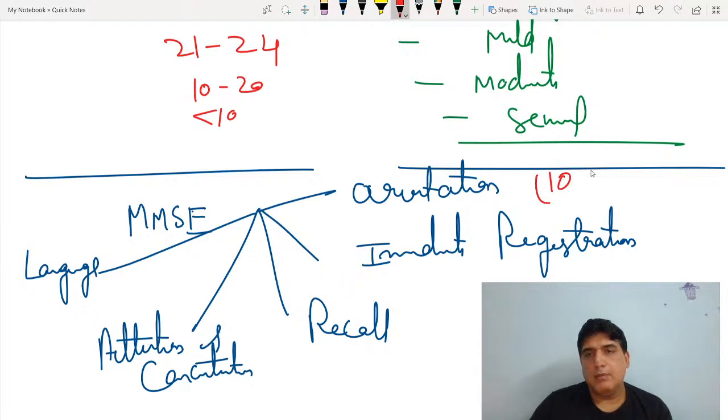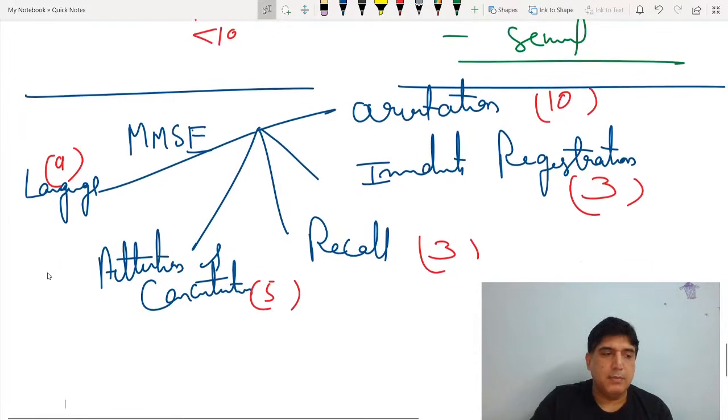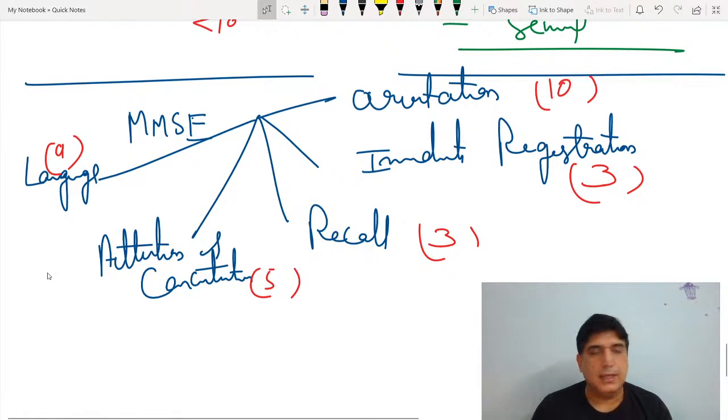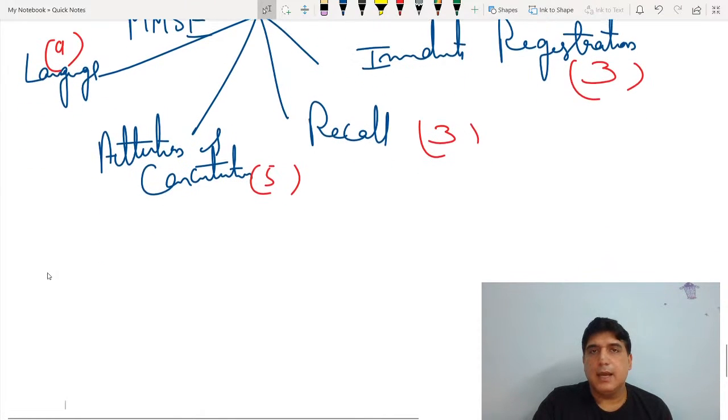We have 10 marks for orientation, 3 for immediate registration and recall, 5 for attention and concentration, and 9 for language. So maximum marks are for orientation, guys. This is a very important MCQ they can ask. Orientation, immediate registration and recall, attention and concentration, and language. Mini mental state examination, another area they can ask here.